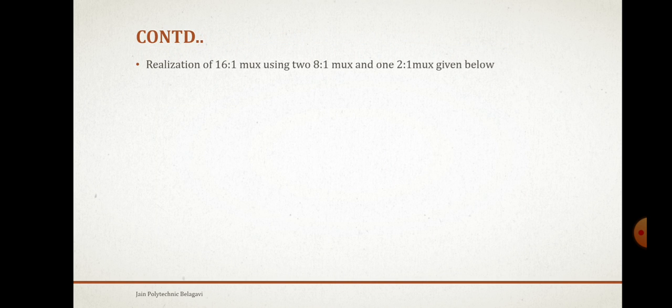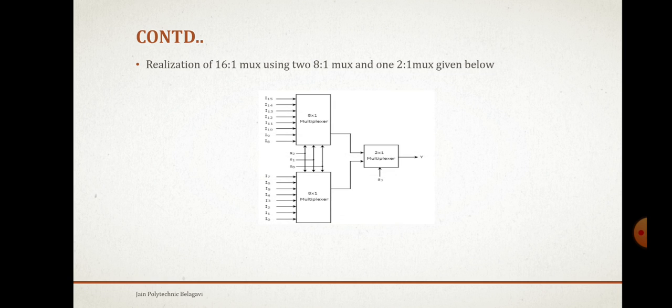The realization of the 16:1 multiplexer using two 8:1 multiplexers and one 2:1 mux IC is shown in the slide here. You can observe that there will be an 8:1 multiplexer and another 8:1 multiplexer, with 3 selection lines, and one 2:1 multiplexer is connected.